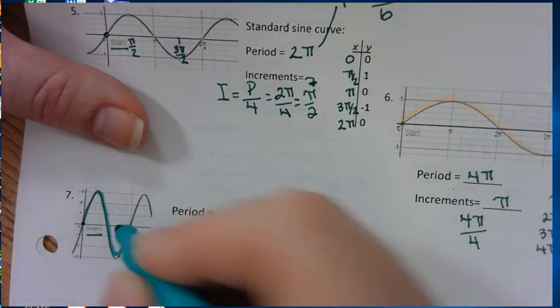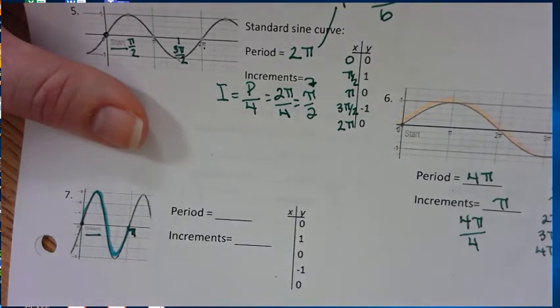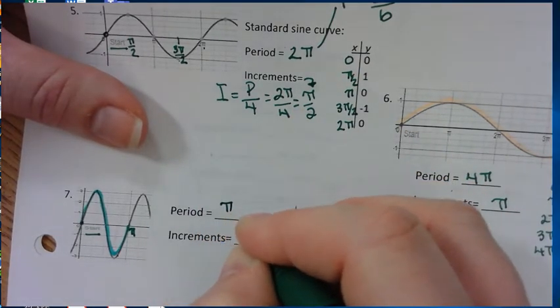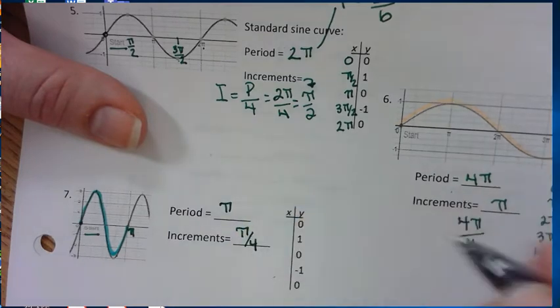Okay, here's the full sine curve. It only took pi to get there. All right, so it's kind of hard to see on this. It was a little easier. So the period is pi, the increment is pi over 4.